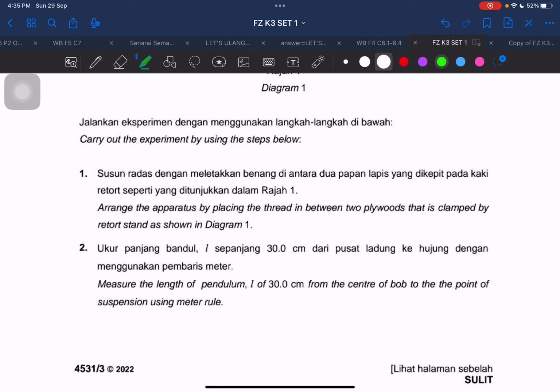Carry out the experiment using the steps below. Arrange the apparatus by placing the thread in between, as mentioned clearly, in between 2 plywood that is clamped by a retort stand, as above. And then measure the length of the pendulum L, 30 cm, from the center of the bob to the point of suspension using a meter rule. Okay, 30 cm.